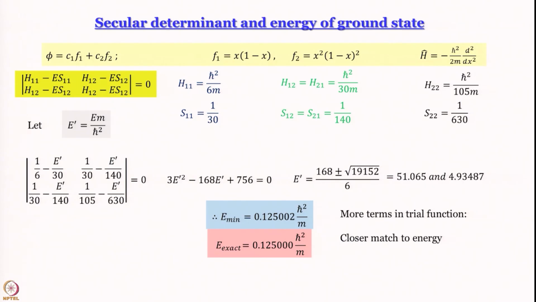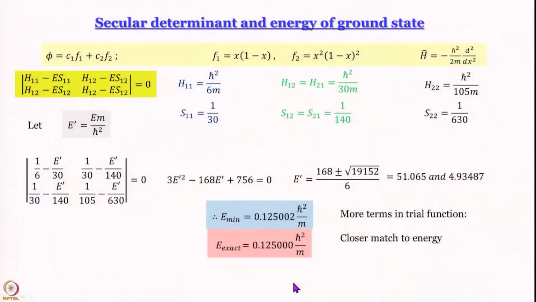We can get the solutions by using beautiful approximation methods, and in doing that we actually get important parameters that we are going to use later also. This Hij, Hji, Sij, Sji, everything is going to come back and everything is going to be useful in many different applications of quantum chemistry, quantum mechanics, all in good time. But for now the take home message is that if you increase the number of terms in the trial function, you get a closer match to the energy.